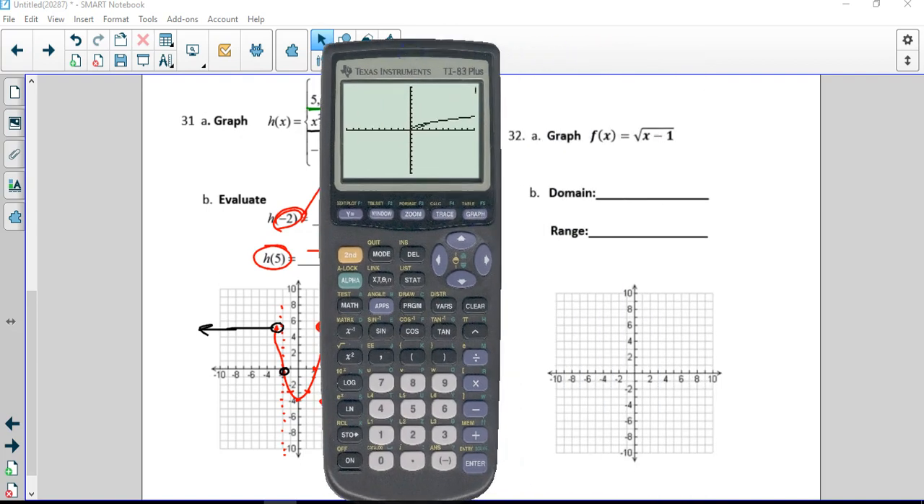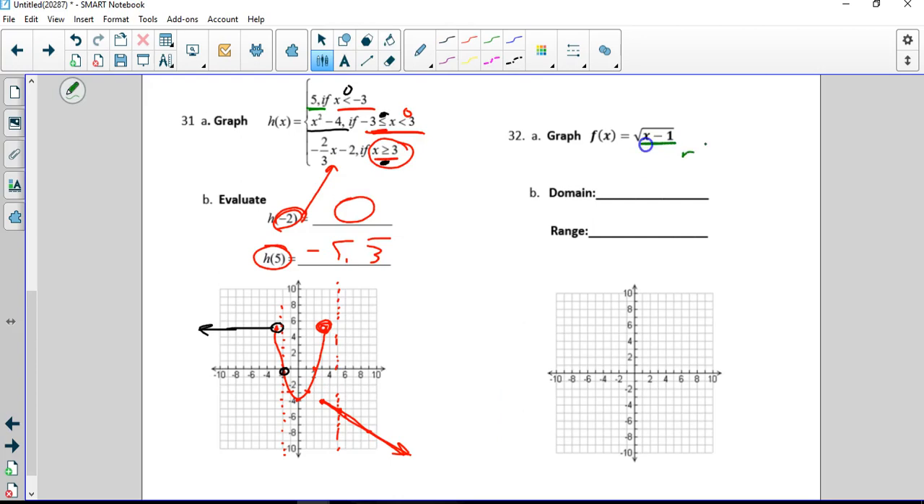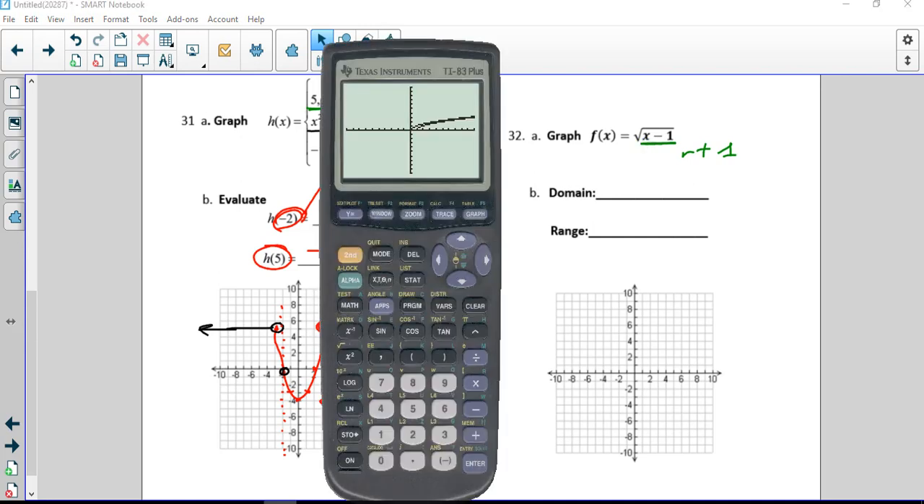There's my parent function. And it's really hard to tell there, isn't it? Because it looks like it's overlapping. And it is for the most part. All that happened, think about it, is it moved it right one space. And you can look at the table and see what happened. Okay? So it's just slightly changing it.